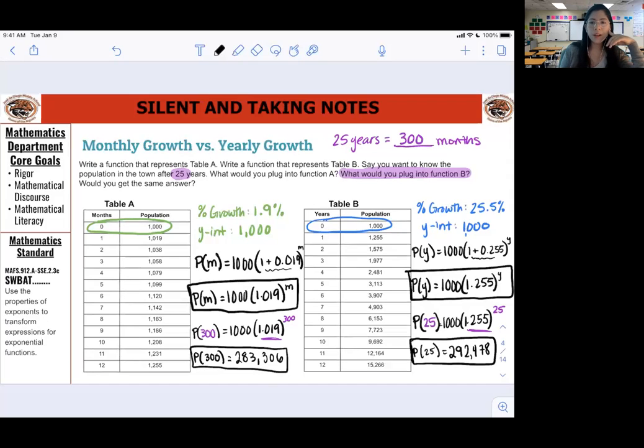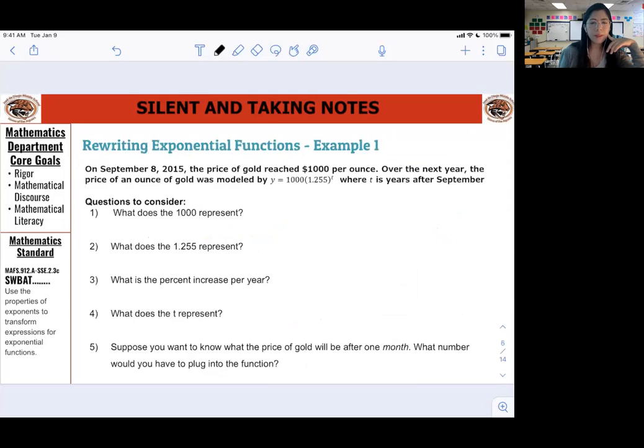Okay. Well, let's look at a slightly different situation. We're still kind of talking about the same numbers, but slightly different. Can I have a volunteer read our new situation, please?